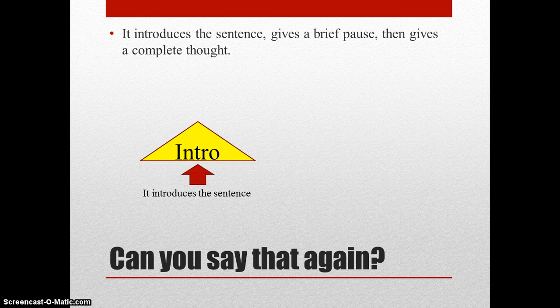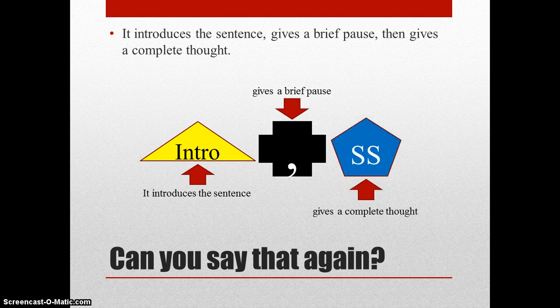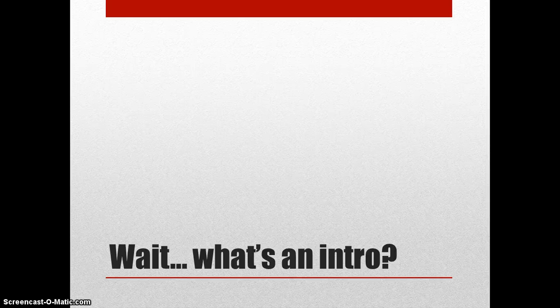Each part of this pattern has a specific role. We have the intro, obviously introducing the sentence. We have a comma, doing what it does best, giving a brief pause. And then we have a complete thought. Maybe it has a compound subject, compound verb, whatever the case may be. But there is our sentence pattern. Intro, comma, simple sentence.